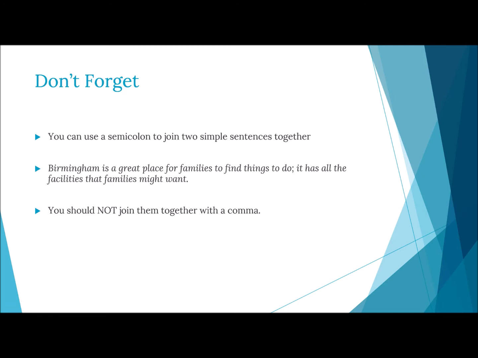Birmingham is a great place for families to find things to do; it has all the facilities that families might want. What you should definitely not do is join simple sentences together with a comma. So if you can see where the semicolon is here, if that was a comma instead, then it would be wrong. It would be what we call a comma splice. And again, we talked about that when we did the punctuation videos.